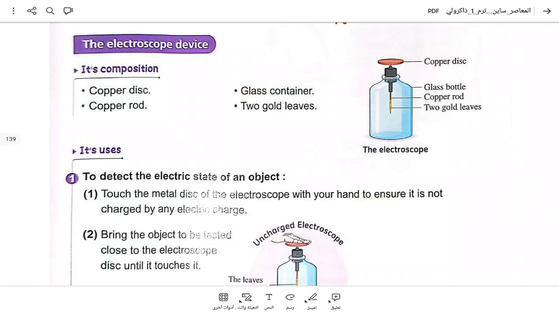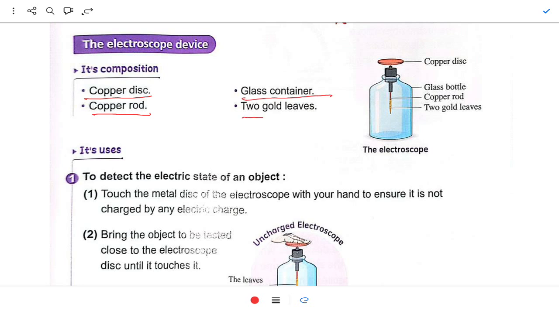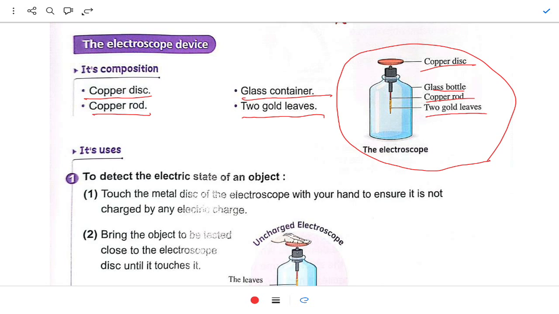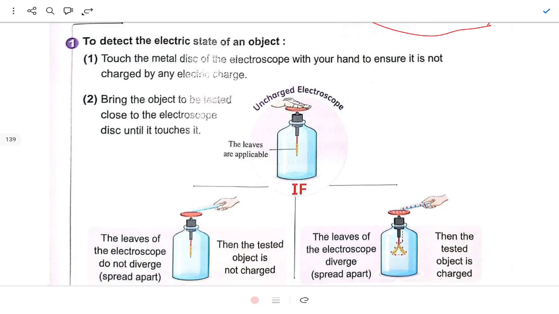Now let's look at this device, the electroscope. I will tell you its composition now: a copper disc, a copper rod, a glass container, and two gold leaves. This is the figure of the electroscope. Its uses, let's take a look.